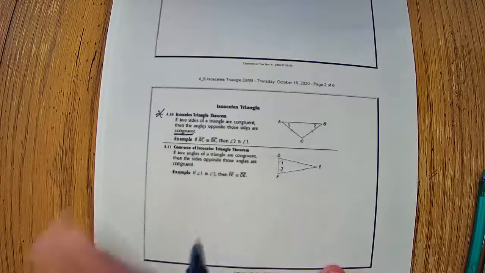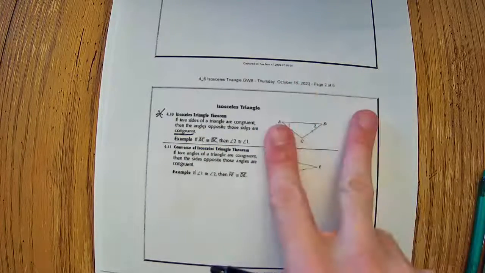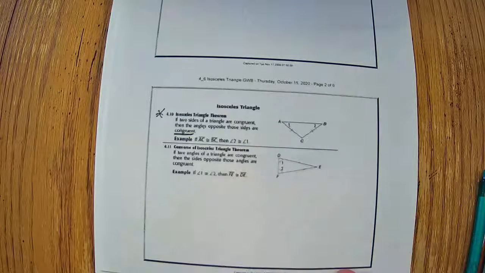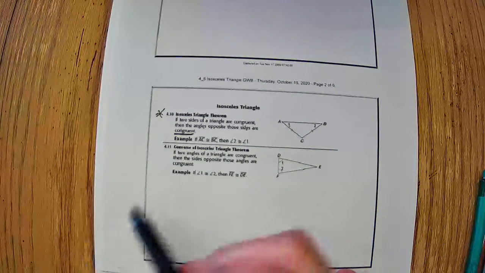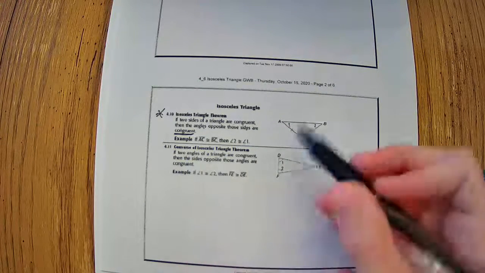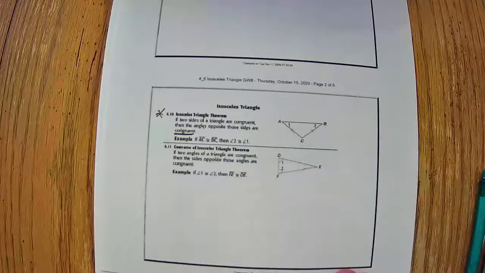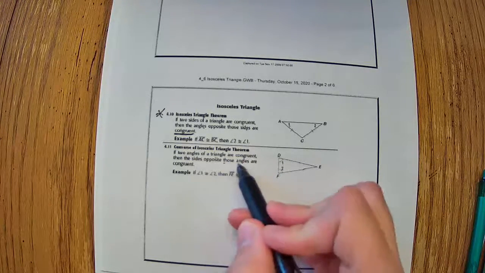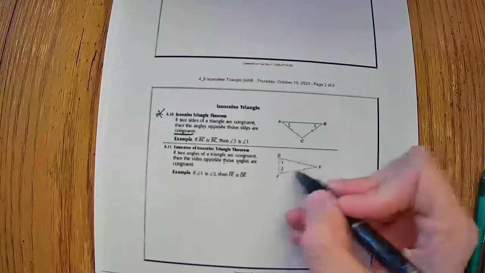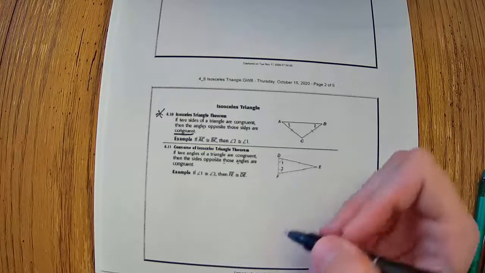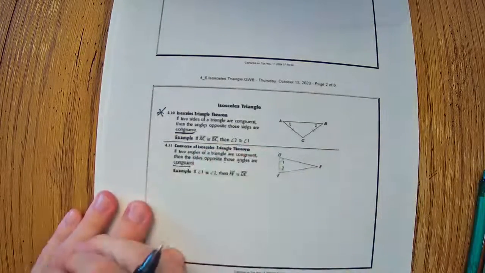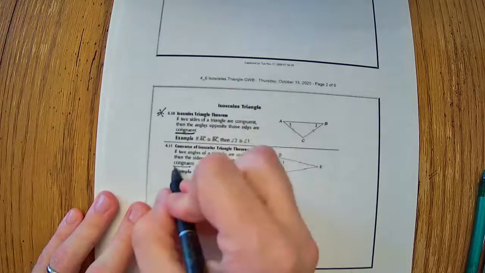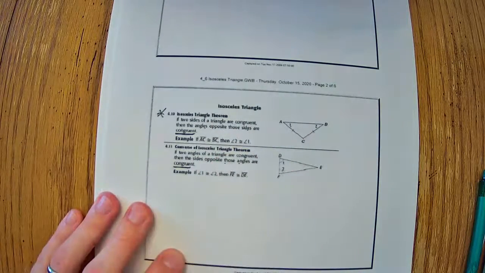Take a look at the converse, in other words, if I were to take that and flip it on its head. The converse of the isosceles triangle theorem states as follows. If two angles of a triangle are congruent, so in this case, if angles 1 and 2 are congruent, then the opposite sides of those angles are congruent. So in this case, DE and DF. Notice all of this talks about things being congruent, not equal.